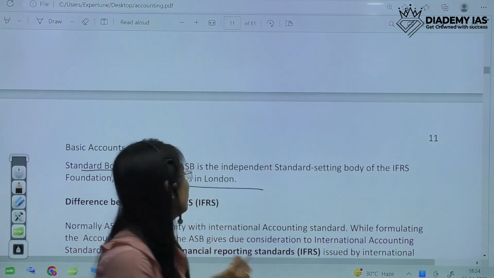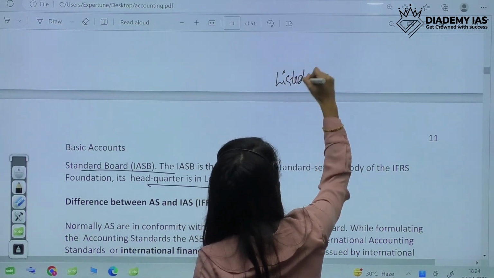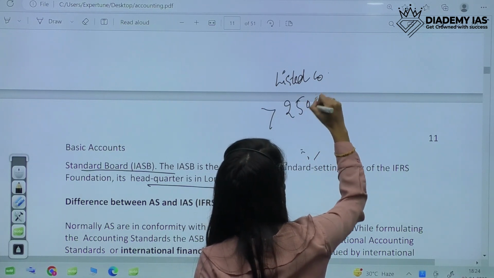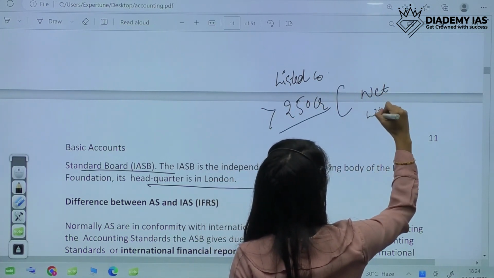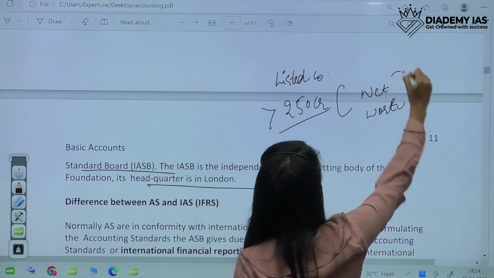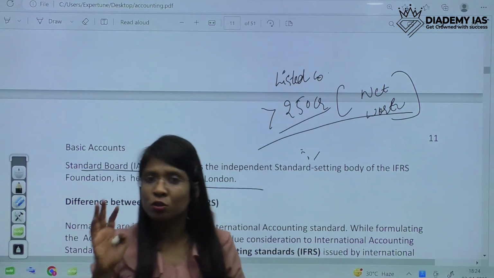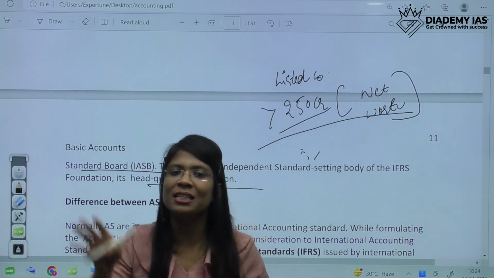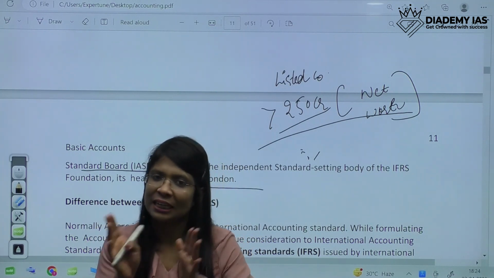They said that the listed companies and the companies having net worth more than 250 crores have to follow Ind AS. So it's not mandatory for each and every company; only listed companies and companies having net worth more than 250 crores have to mandatorily follow Ind AS.